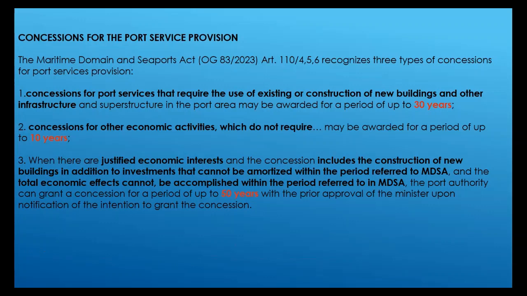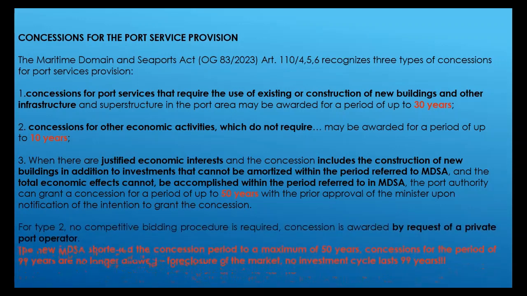And the third type is in cases when there are justified economic interests and the concession includes the construction of new buildings in addition to investments that cannot be amortized within the period referred to in the Maritime Domain and Seaports Act, and total economic effects cannot be accomplished within that period, which means a period of 30 years. Then the port authority can grant a concession for a period of up to 50 years with prior approval of the Minister of Transport upon notification of the intention to grant the concession. So, according to the new Maritime Domain and Seaports Act, the maximum period of concession is 50 years.